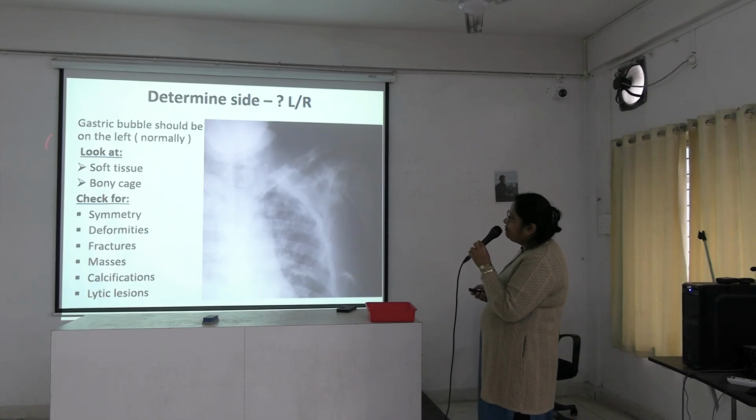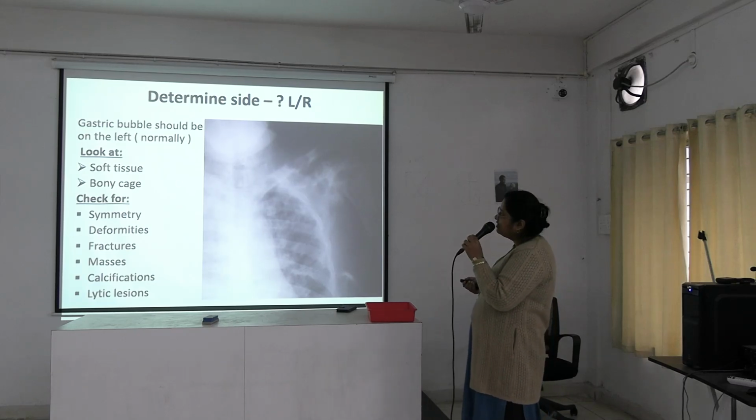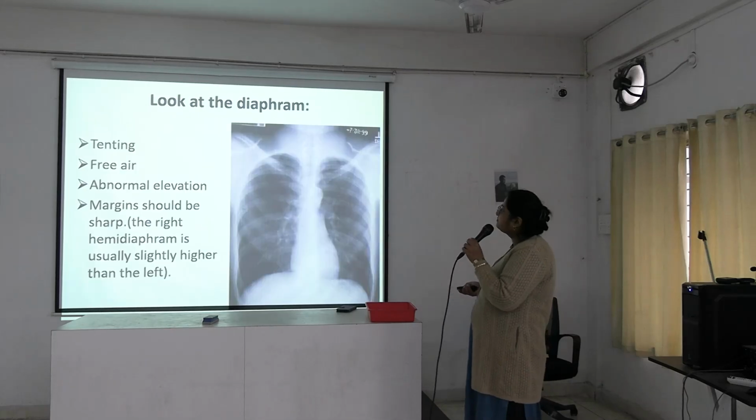Look for the soft tissue structures, whether there is any abnormality in the soft tissue structure or in the bony cage, and check for symmetry, deformities, fracture, muscles, calcification and any lytic lesions.